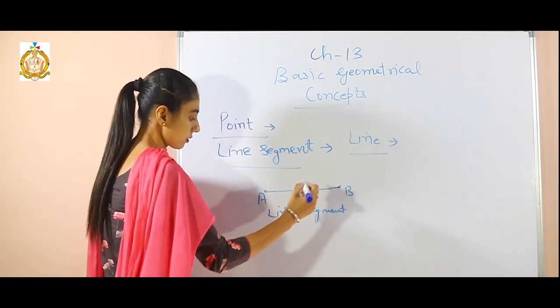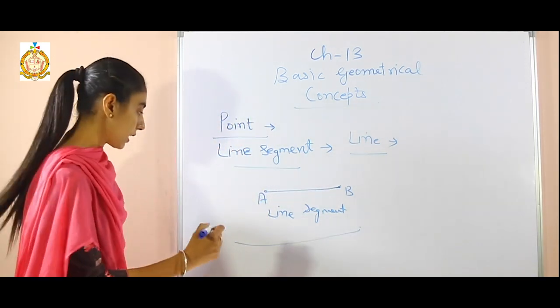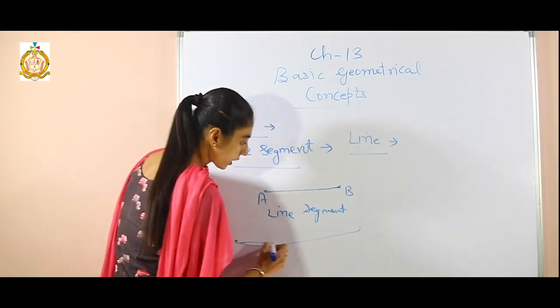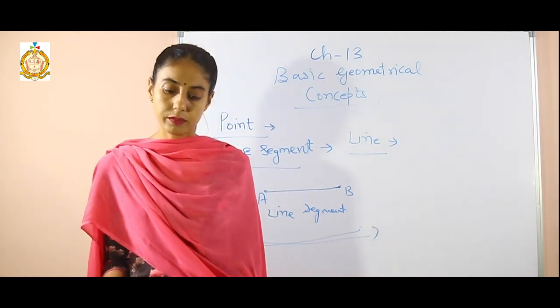Next is the line. In a line, there is no endpoint. You can draw it endlessly, on any side, this side or this side. There is no particular end.